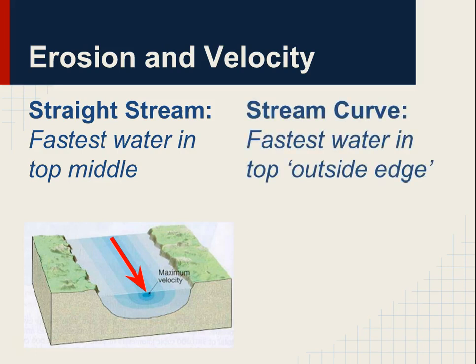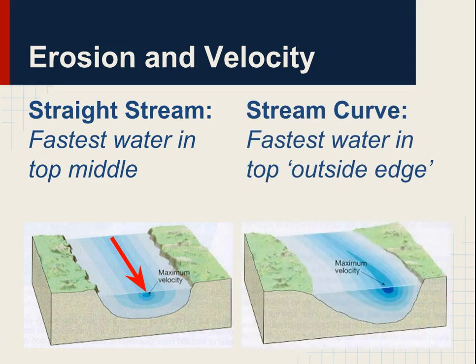Now if there's a curve to the stream, what's going to happen is that fastest water is going to be on the outside edge. Okay, on the top of the outside edge. The reason for that is the water goes around a curve, the momentum of the water carries it, and the water wants to keep going straight, so that faster water is going to move to this outer edge out here.